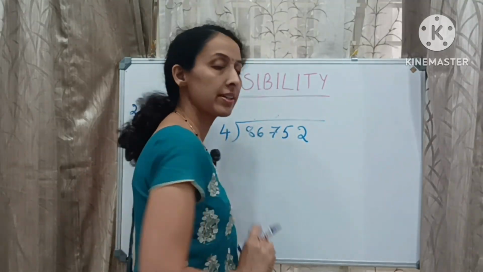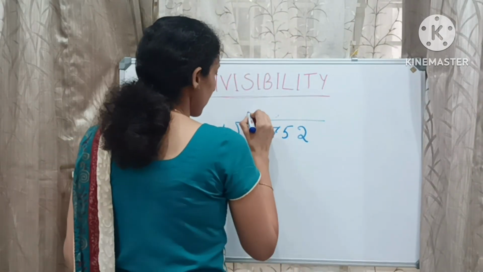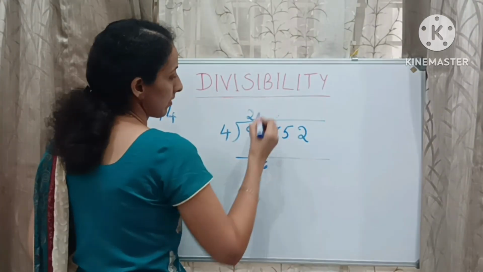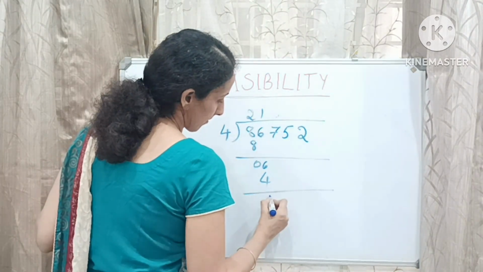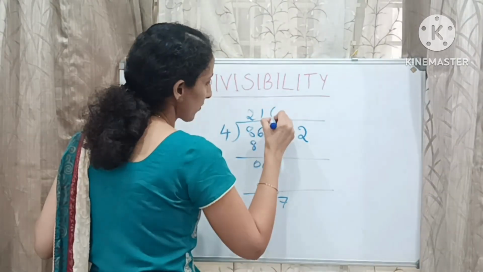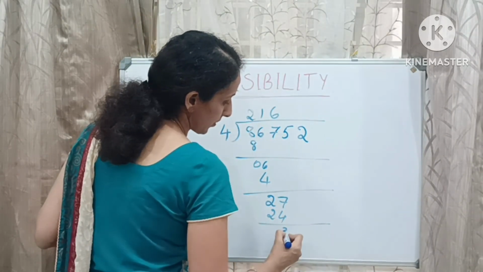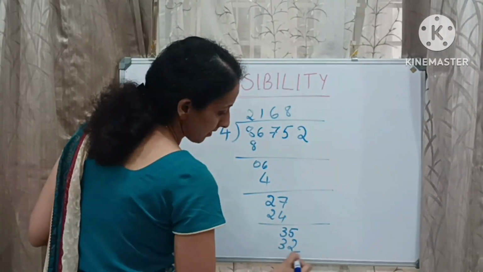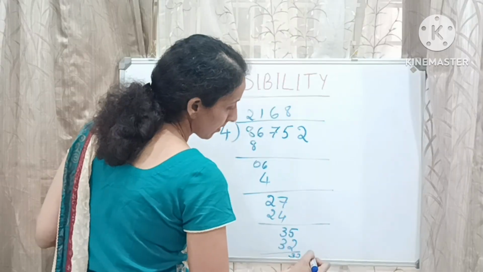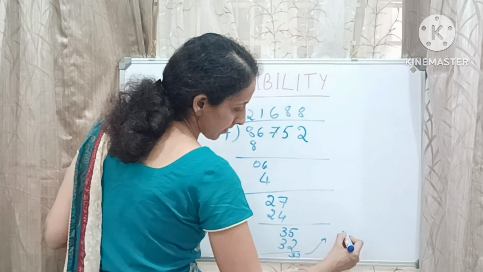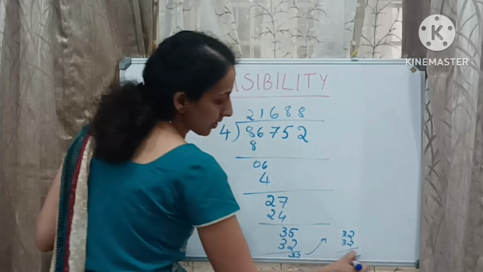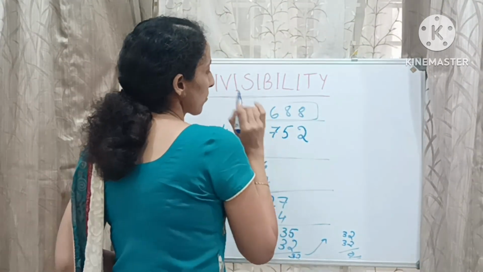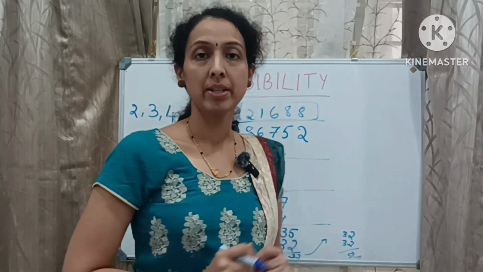Let us confirm it by finding the proper quotient. 4 2s are 8. 4 1s are 4. 4 6s are 24. 4 8s are 32. And this 2 comes. 4 8s are 32, 32, 0. So, when I divide 86,752, I get the quotient 21,688 with the remainder 0.